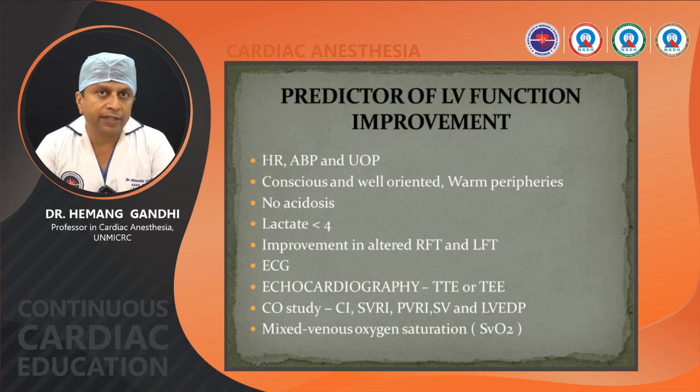Echocardiography is also helpful to assess the functions and other parameters. You can go for a transthoracic or transesophageal echocardiography. Cardiac output study with the cardiac index, stroke volume, SVRI, PVRI, and left ventricular end diastolic pressures. And lastly, the mixed venous oxygen saturation is also a very good predictor for LV function improvement. So we have to see these serially, starting with the preoperative assessment, and after starting the treatment we have to serially see all these parameters and how they are improving, to assess the improvement in LV function and low cardiac output.